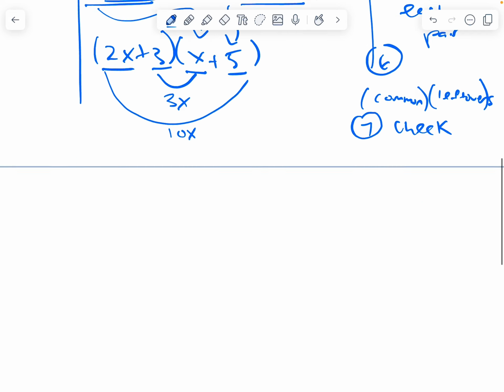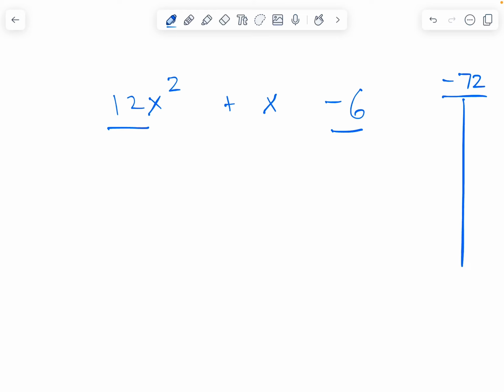Okay, let's give you a question to practice on. Let's do this one. 12x squared plus x minus 6. So give that one a go, pause the video. All right, let's do this one. We're going to do first step, 12 times negative 6, negative 72. Second step, we're going to make a list of combos that multiply to be negative 72.